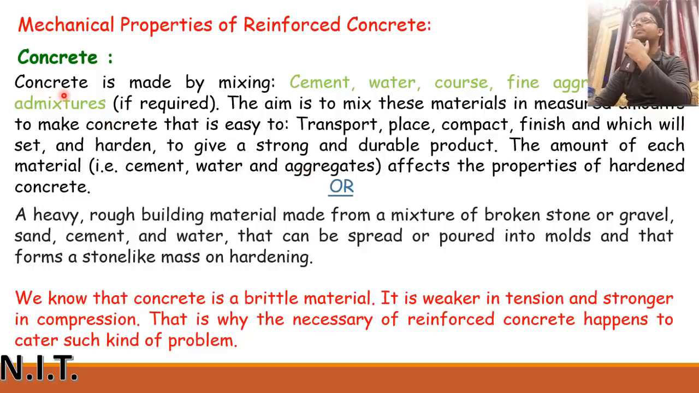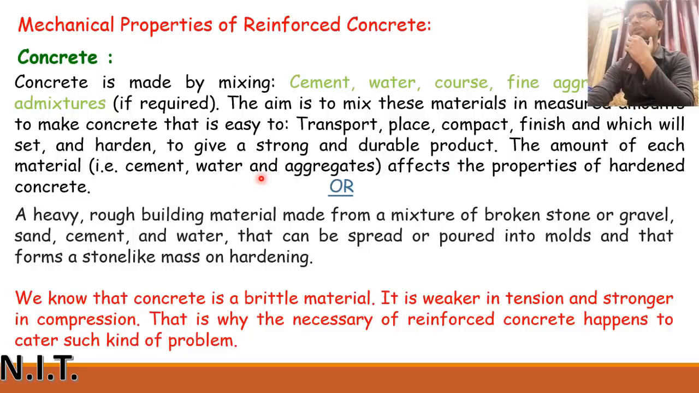Let me explain again. Concrete is a mixture of a few ingredients: cement, water, coarse aggregate and fine aggregate, and sometimes admixtures if required. Why do we add admixtures? Usually we add some admixtures to get rapid hardening, or to make it dry very fast. The aim is to mix these materials in measured amounts to make concrete that is easy to transport, place, compact, finish, and which will set and harden to give you a strong and durable product.